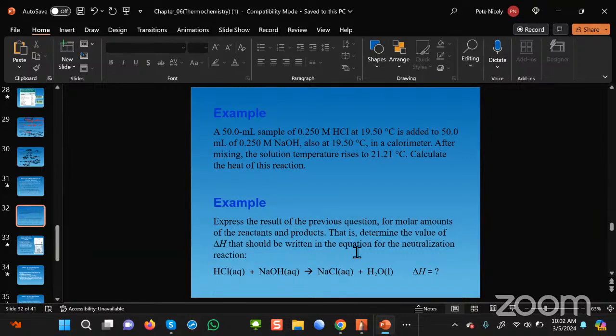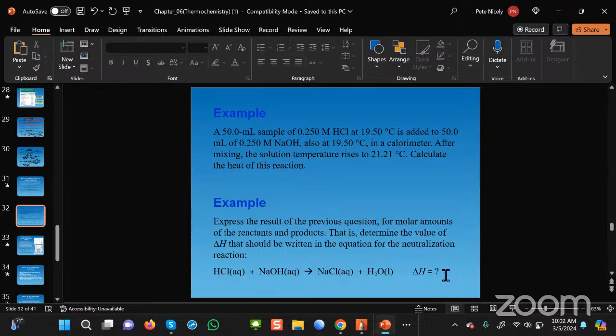So the second question says, express the result of the previous question for molar amounts of the reactants and products. That is, determine the value of delta H that should be written in this equation right here. So this is the reaction between the hydrochloric acid and the sodium hydroxide. And what the question is asking for is the delta H here.